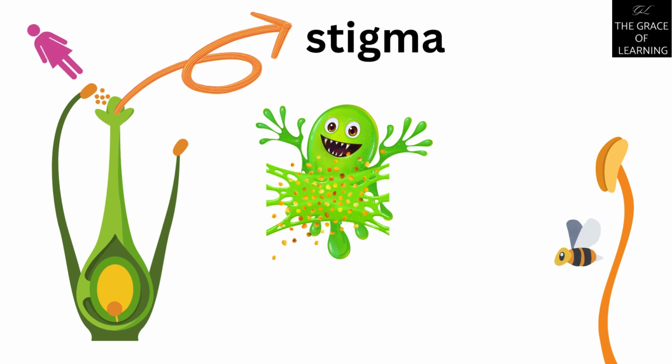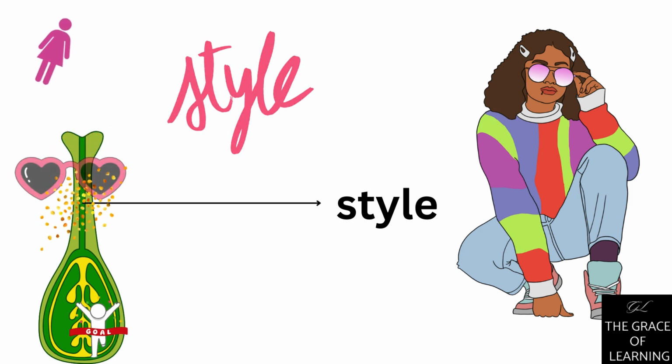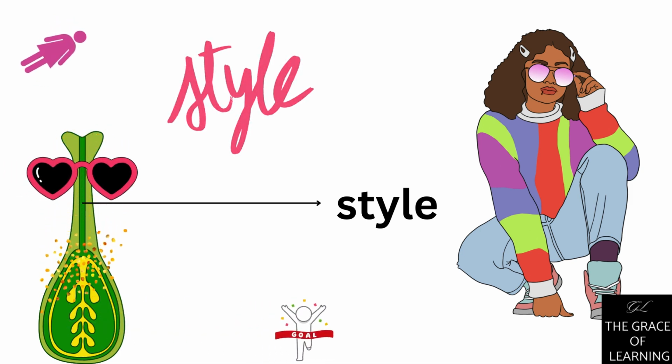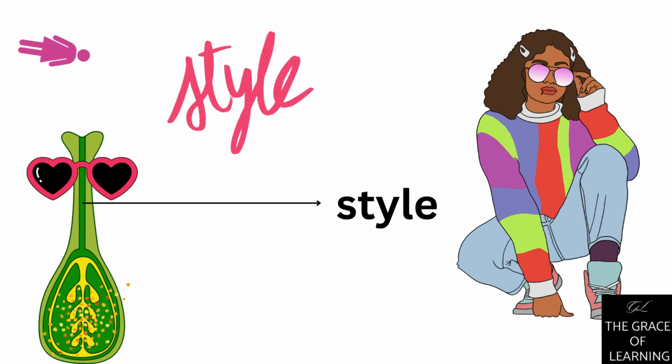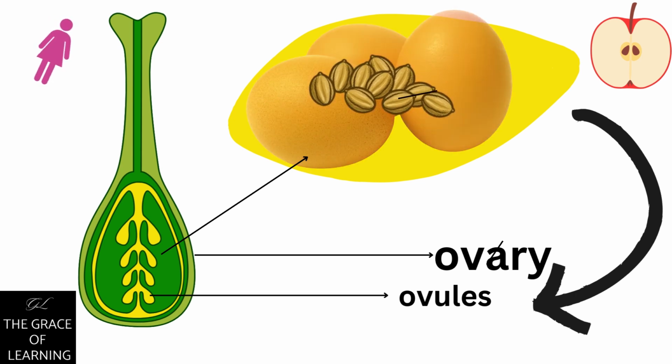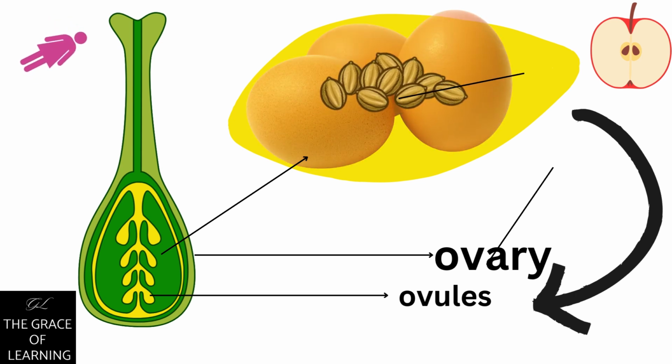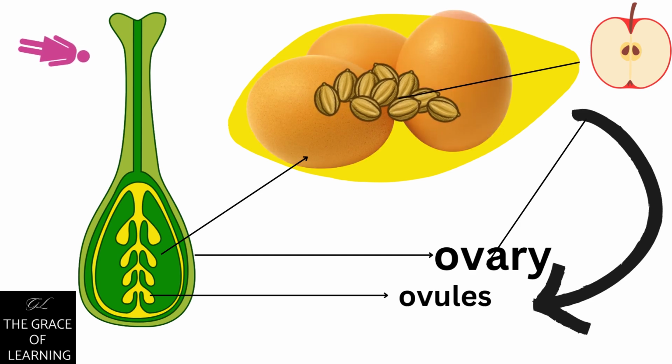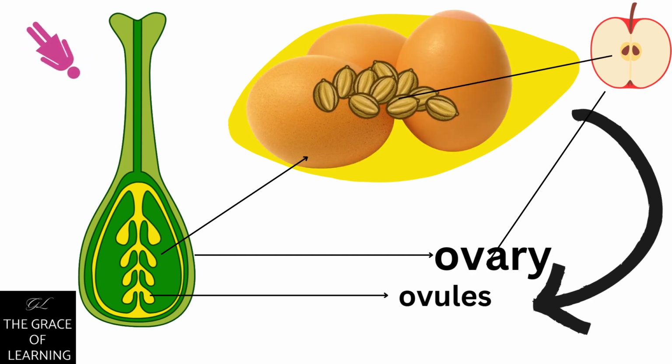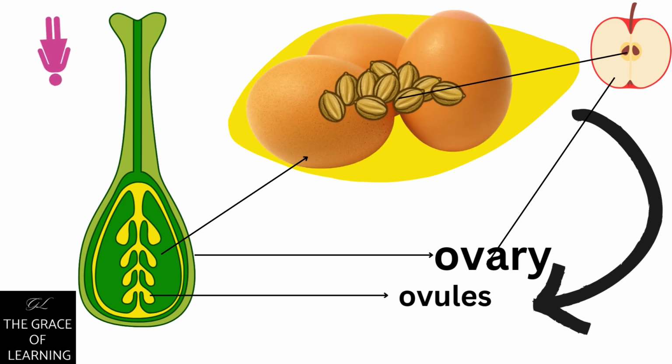The pollen then passes through a tube-like structure called style. Style connects the stigma to the ovary. Pollen grains have reached the ovary now. Ovary contains ovules, also called egg cells. The ovary develops into a fruit which has the seeds. For example, in an apple, the ovary develops into the fleshy fruit with seeds inside.